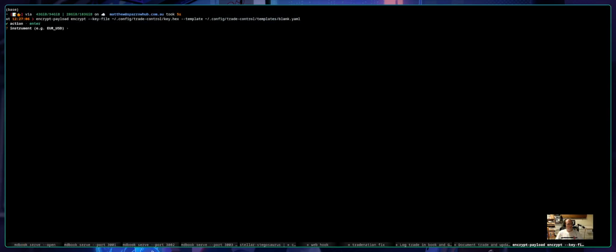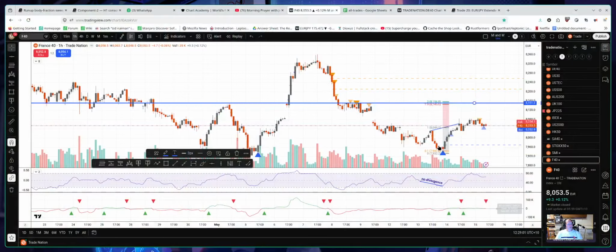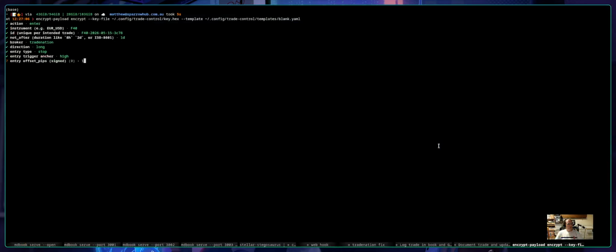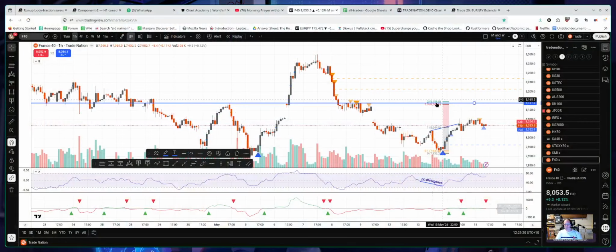It's going to be enter. Instrument name is F40, and we'll say this expires in 24 hours. Trade Nation broker, we're going to go long, and it's going to be a stop order based on the high of the candle, because TradingView will send the high. We see the spread is 1.2 pips, but it's probably going to be 1 pip at night. And then the stop loss is also anchored to the low of the candle, and I give it 1 pip underneath it as well.